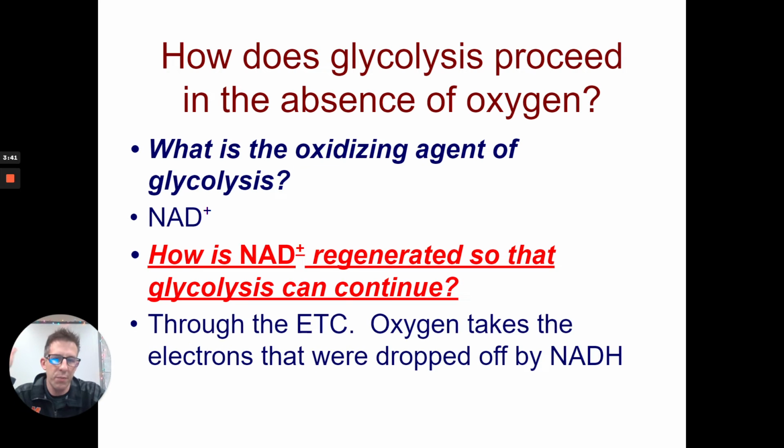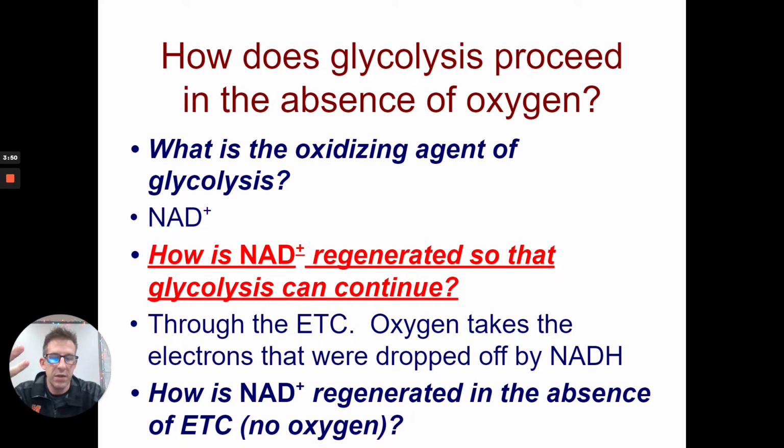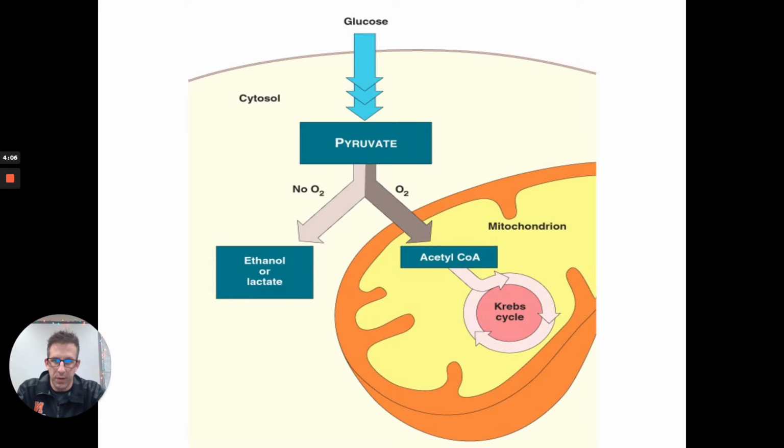What happens in the absence of oxygen? Oxygen takes those electrons that were dropped off by NAD+, and as a result, it regenerates the NAD+. So how does that NAD+, which is so vitally important to at least two of the main phases of cell respiration, become regenerated in the absence of that oxygen, which is one of the things that helped regenerate it in the first place? That's what we're going to jump into here. We're going to jump into a process known as fermentation.